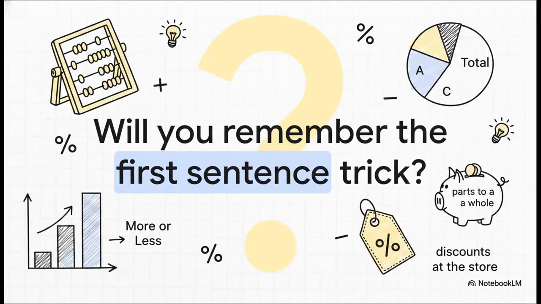And that brings us to the end of our exam review. By breaking down calculations into clear, logical steps and learning to map parts to a whole, you can absolutely solve any shifting percentage problem that comes your way. So I'll leave you with this. The next time you are faced with a tricky percentage question, whether it's on a major exam or just calculating a discount at the store, will you remember the first sentence trick?